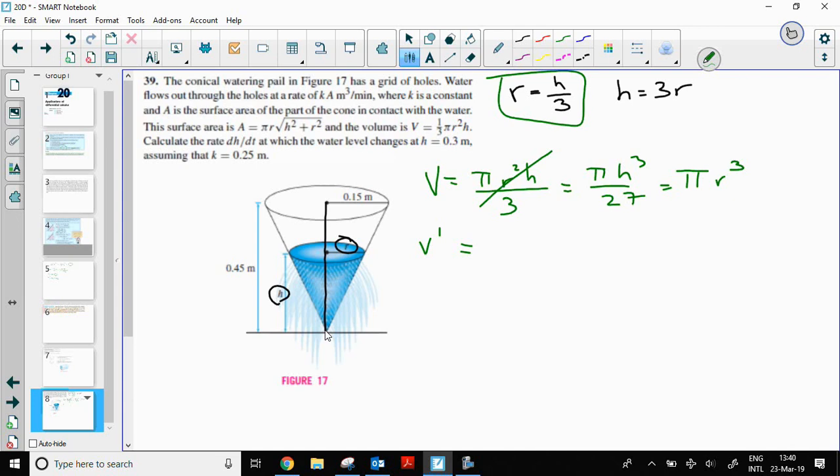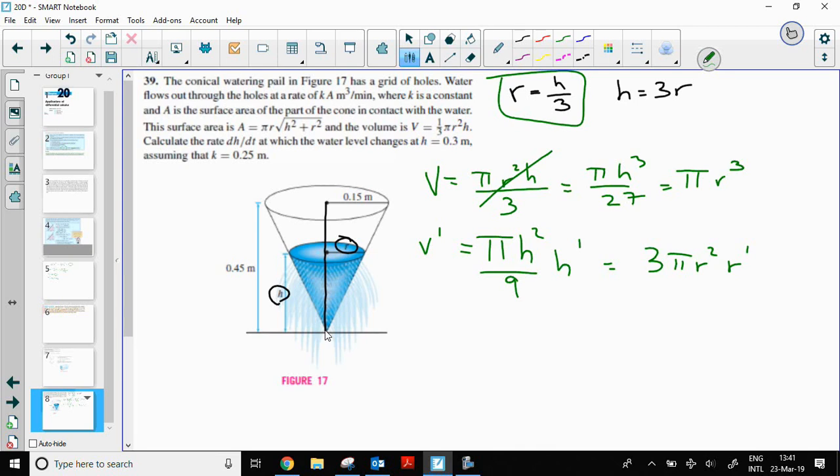The first one, the 3 would come down, 3 over 27, that's going to give me pi h squared over 9 times h prime. But that's also the same thing as 3 pi r squared r prime. Again, I'm just writing them both down as if I didn't know which one I was going to use, even though the one I'm going to use is on the left.